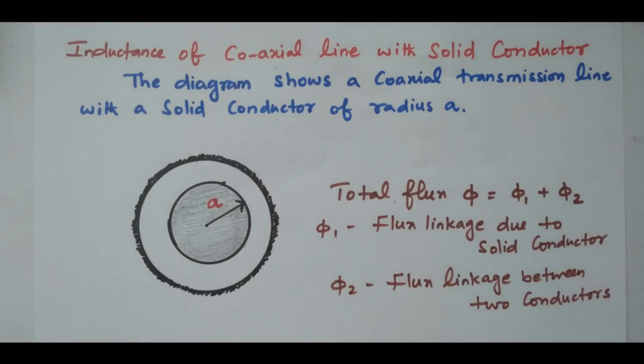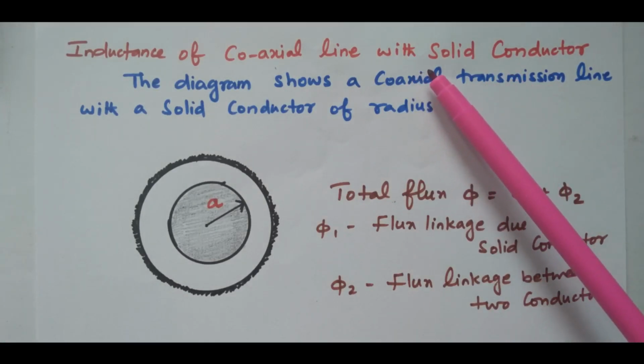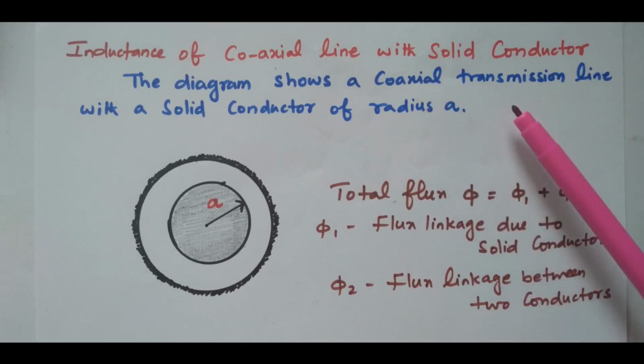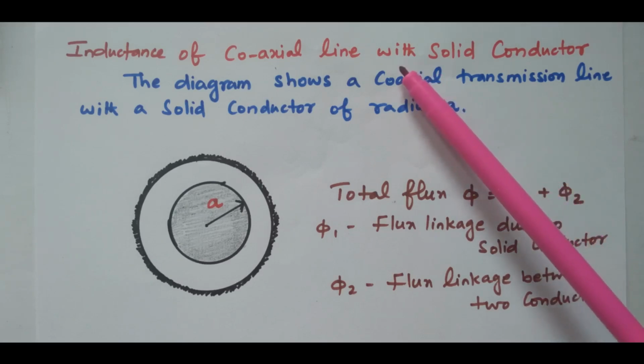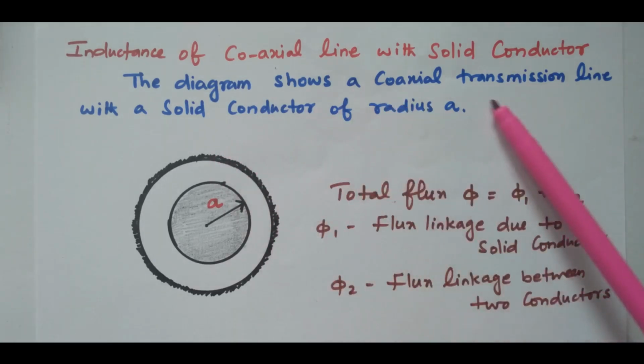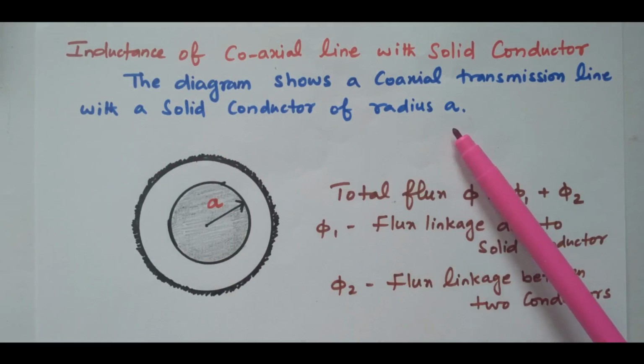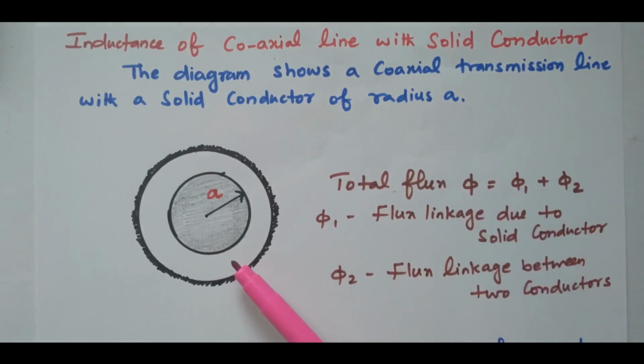Welcome viewers. In this video we'll see the inductance of a coaxial line with a solid conductor. Only one conductor is available. In the previous video, the inductance of a coaxial cable with two conductors was covered. In this video we have only one solid conductor. This diagram shows the coaxial transmission line with a solid conductor of radius a meter. So refer to the diagram.